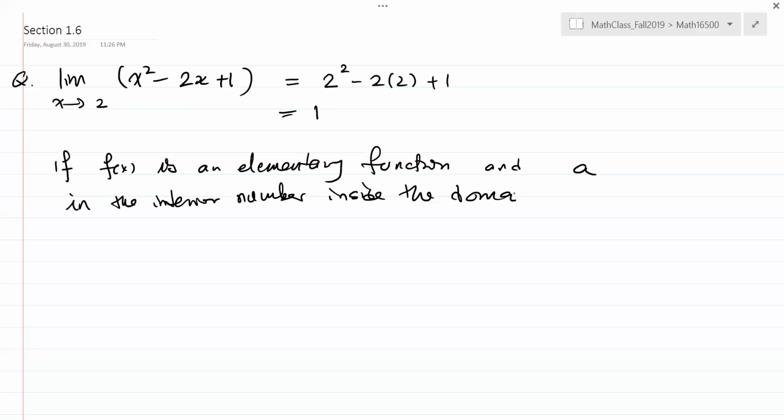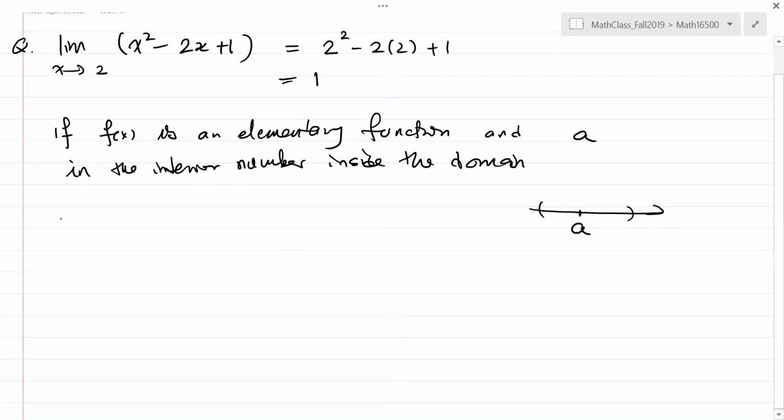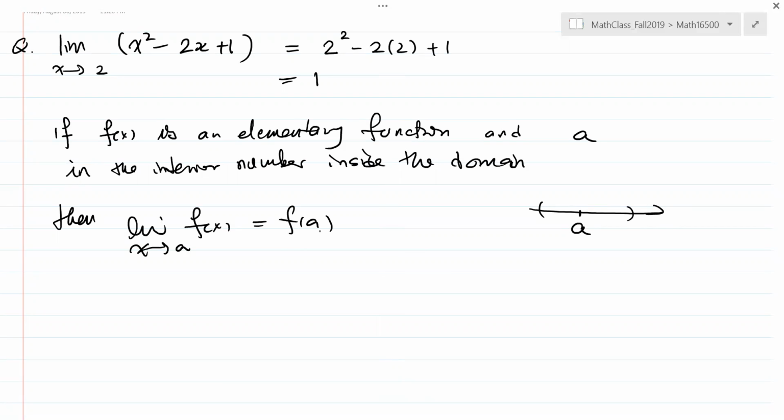That means it is not an endpoint of the domain. So a is inside the domain, and on both sides of a there are numbers in the domain. Then the limit as x approaches a of the function is just the value of the function. All I have to do is plug the number for x into the formula.